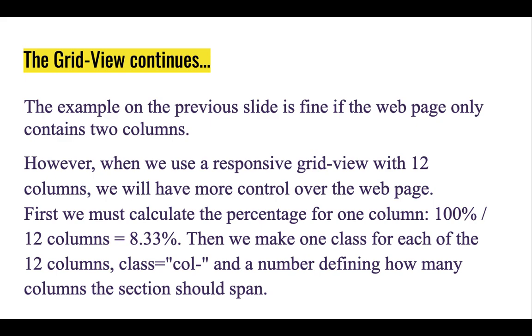To get the percentage of one column, we divide 100% by 12, which gives us 8.33%. Then we make one class for each of the 12 columns. We have a class of col, then we specify either 1 or 2 depending on the number of the class, and a number defining how many columns the section should span.